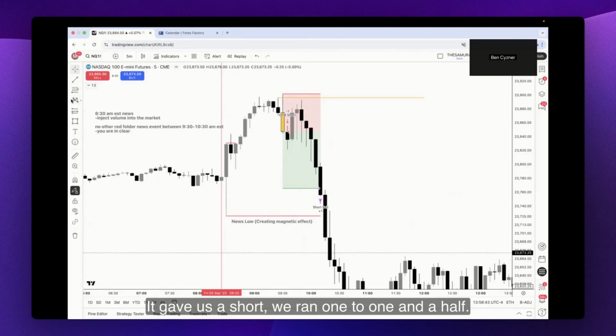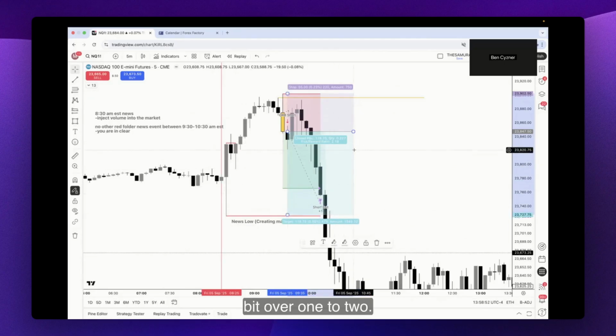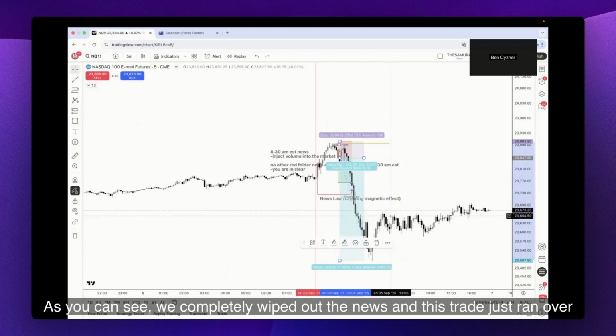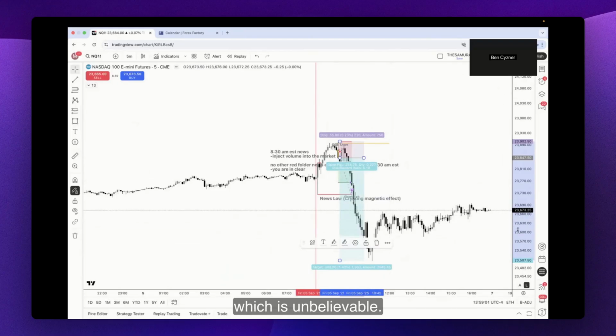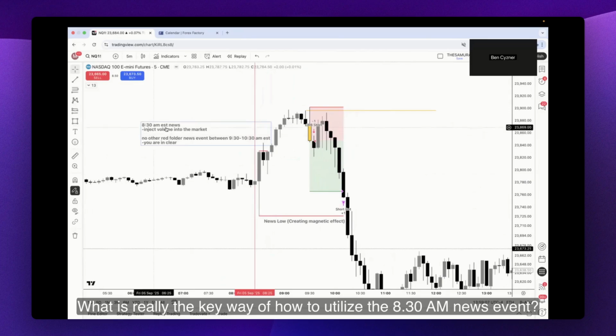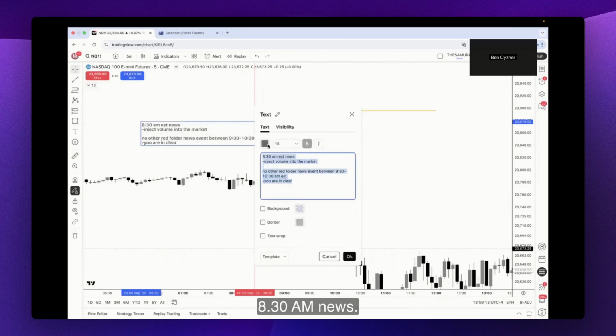We ran 1 to 1.5. We actually would have ran on this trade specifically just a little bit more, a little bit over 1 to 2, right? And as you can see, we completely wiped out the news, and this trade just ran over 1 to 5, which is unbelievable, right? So that is really the key way of how to utilize the 8:30 a.m. news event. But yeah, that's the first thing, 8:30 a.m. news.